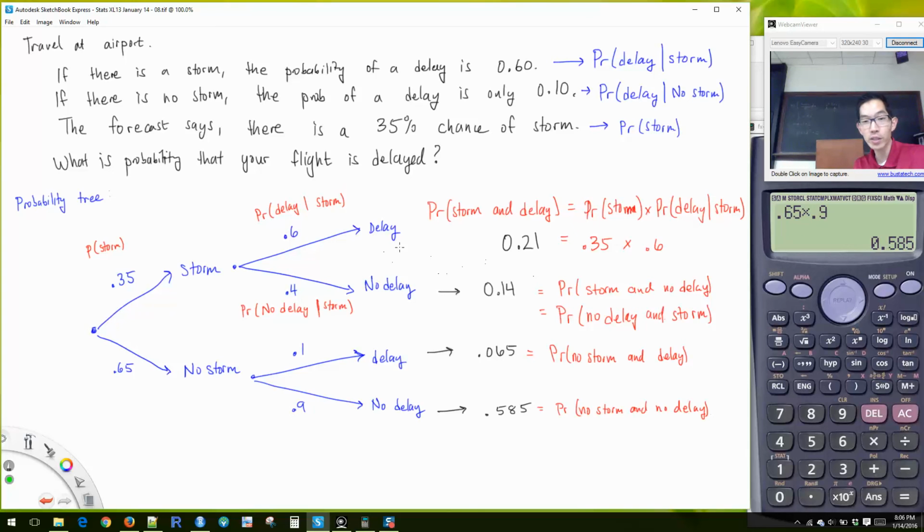There are two ways I could get delayed. There could be a storm and I get delayed, and that's this number. There could also be no storm, and yet the airline doesn't have their stuff together or whatever happens, and I could still be delayed even though there's no storm. So the overall probability of delay is going to equal the probability of storm and delay plus the probability of no storm and delay.